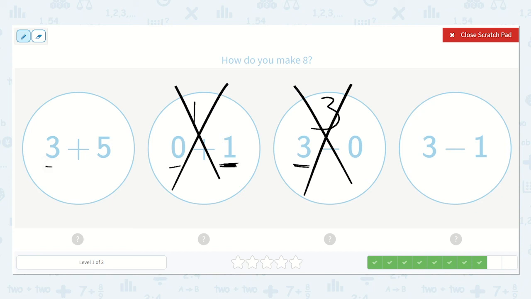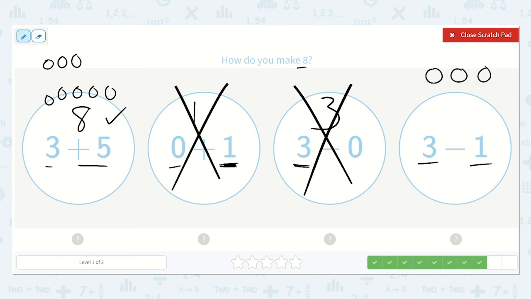Let's check this one. 3 plus 5. 1, 2, 3 plus 1, 2, 3, 4, 5. 1, 2, 3, 4, 5, 6, 7, 8. Hey, that's 8. That looks like the one that we need. Let's just check this one. 3 minus 1. Already looks too small. 1, 2, 3. We take away 1. Yeah, there's only 2. That's definitely not enough. So we found our answer.